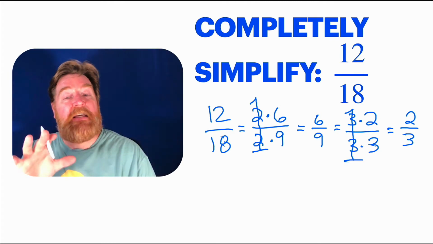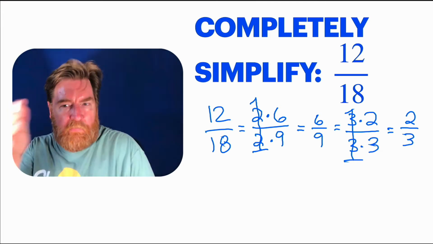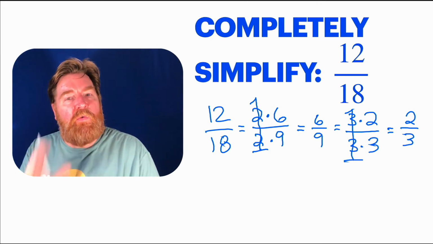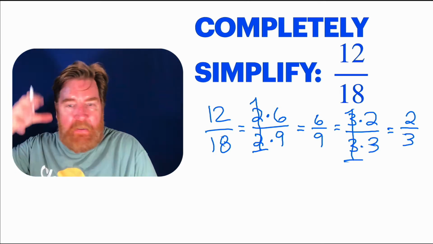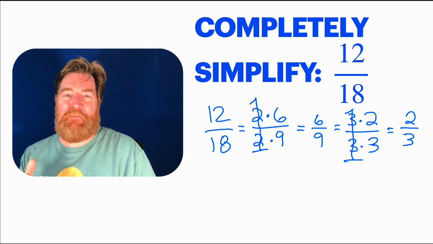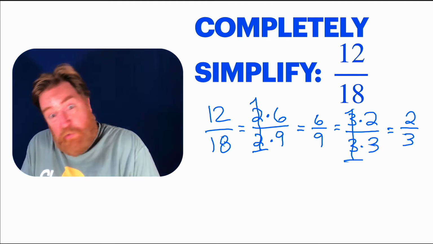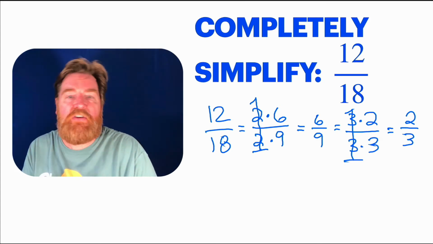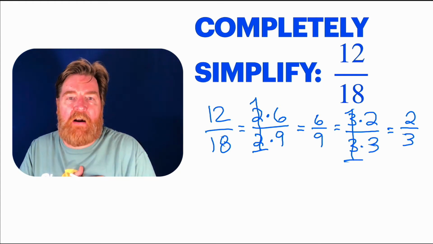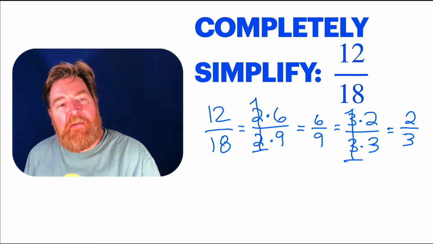And guys, once we get to 2/3, if you notice, there's no common factors between 2 and 3 other than 1, but that's not going to help us write it any simpler. We're done. That 2/3 is the bare naked fraction. That's fully, completely simplified. All right? And again, just want to point out 12/18 is 2/3 and 2/3 is 12/18. Equivalent just means equal but different looking. Okay? 12/18 and 2/3 are equivalent fractions.